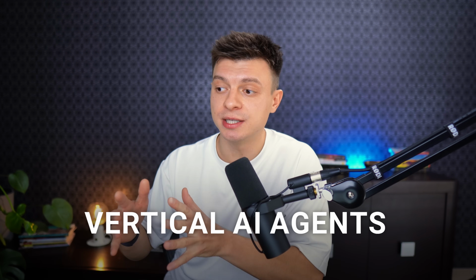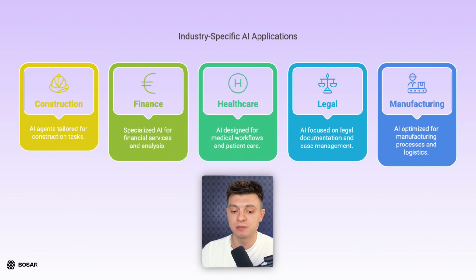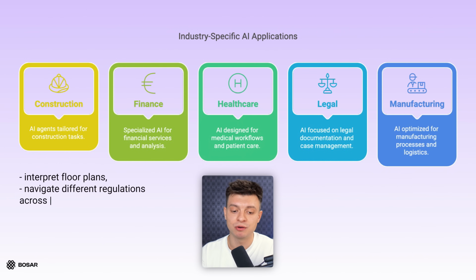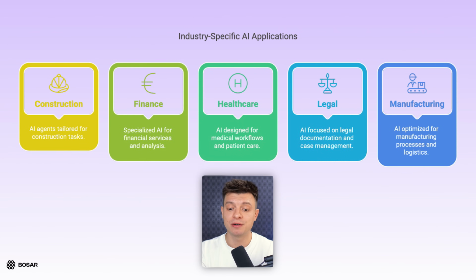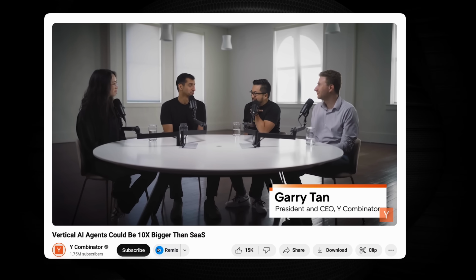Alright, there is also a lot of talk about vertical AI agents. Agents designed for highly specific tasks in particular industries. For example, an AI agent built for the construction industry could be fine-tuned to interpret floor plans, navigate different regulations across jurisdictions, and even draft construction permits. And this concept applies to almost any industry. Whether it's finance, healthcare, legal, or manufacturing, we are going to see AI agents that are deeply specialized, making them even more powerful and reliable for industry-specific tasks. And that's why Y Combinator partners claim that vertical AI agents could be 10x bigger than SaaS.